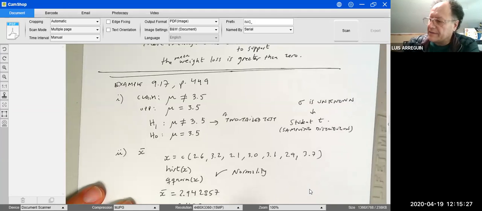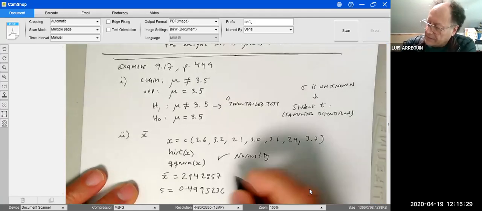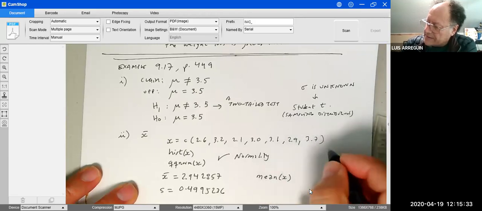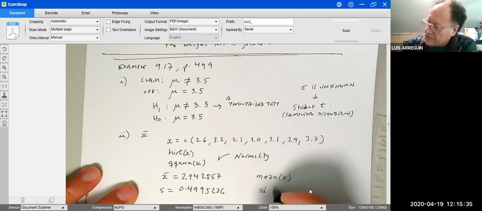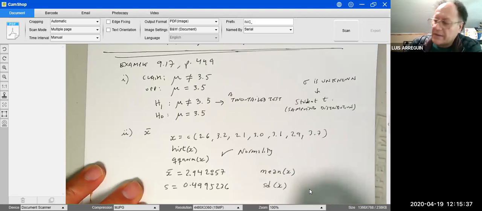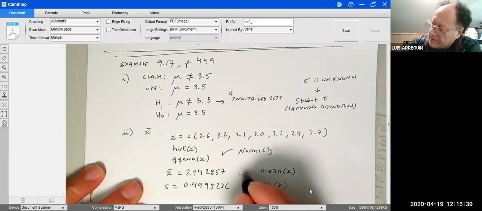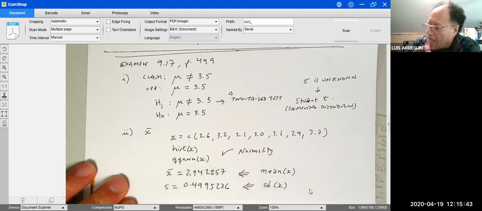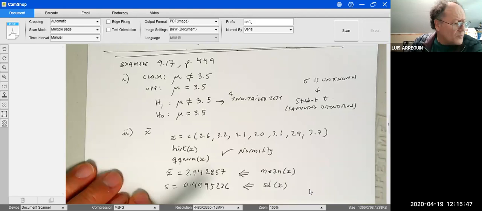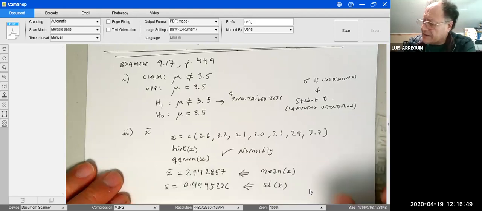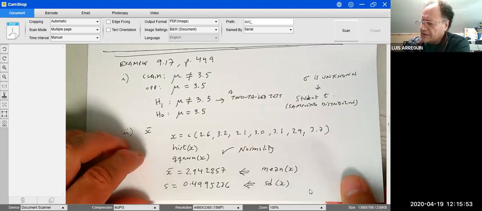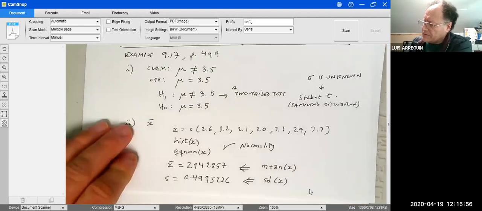So I have here the mean was obtained by using mean of x. The standard deviation was obtained by using SD of x. So those are the commands that I use to find these two values. So now we're gonna compute our test statistic. So our test statistic is just we need to compute t. So let's do that.